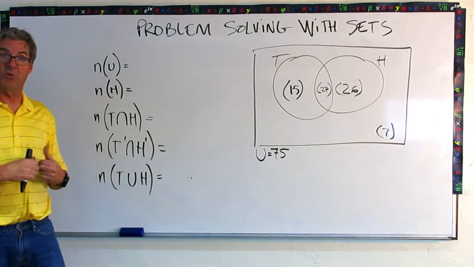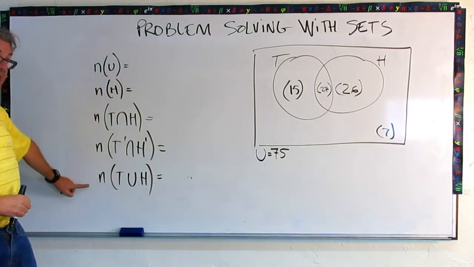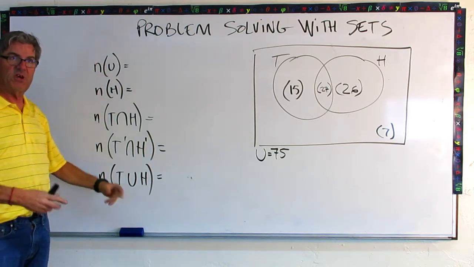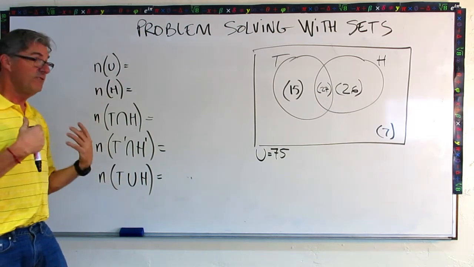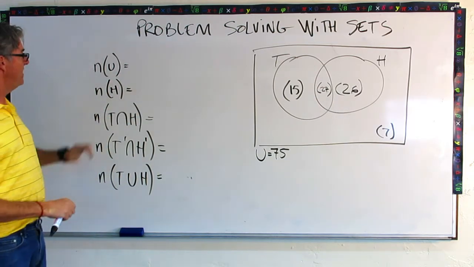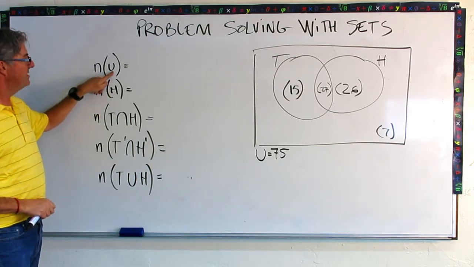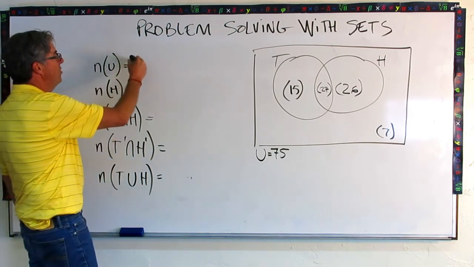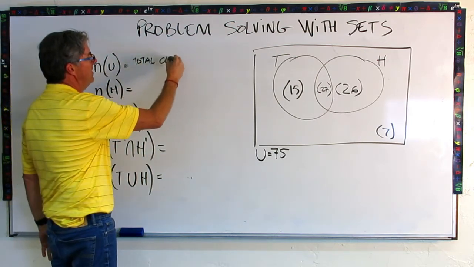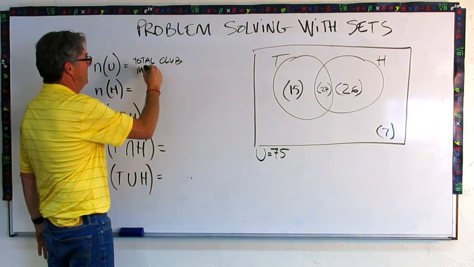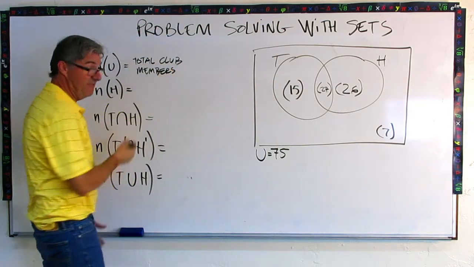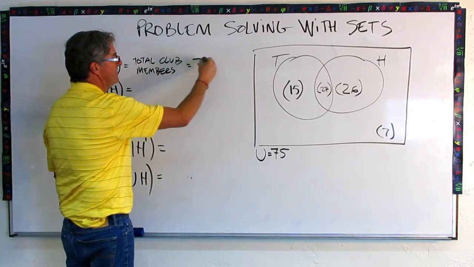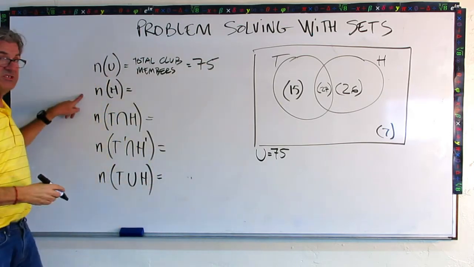Okay, let's take a look at these questions. I've put them all in notation. So the first step here is to figure out what this notation is asking for, so you have sort of a qualitative view of what we're going to do with our Venn diagram. So let's do that. This stands for the number of elements in our universal set. This is pretty straightforward. This is total club members. And that was actually just given to us in the problem, and I do have it on my Venn diagram, so that's 75.